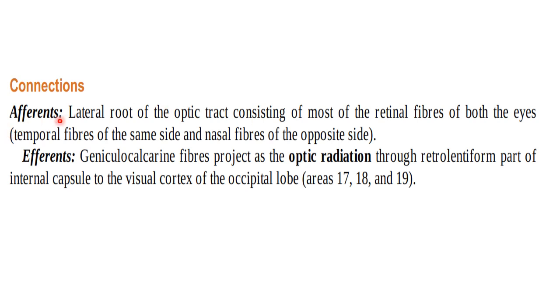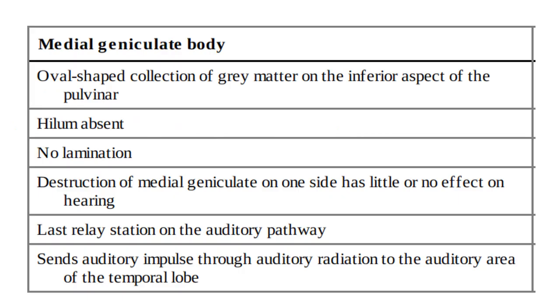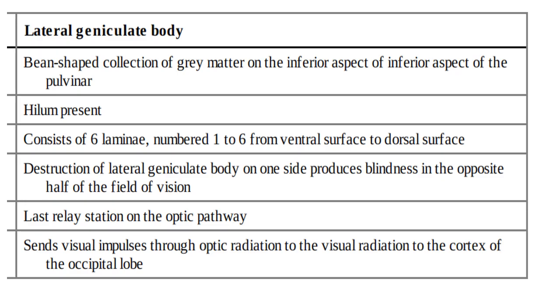Afferent connections: the input is the lateral root of the optic tract, consisting of most of the retinal fibers of both eyes, the temporal fibers of the same side and the nasal fibers of the opposite side. Then the efferent output fibers, geniculocalcarine fibers, project as optic radiation through the retrolentiform part of the internal capsule to the visual cortex of the occipital lobe, that is areas 17, 18 and 19. So this is the clear description of the medial geniculate body and lateral geniculate body. This is a lateral geniculate body.